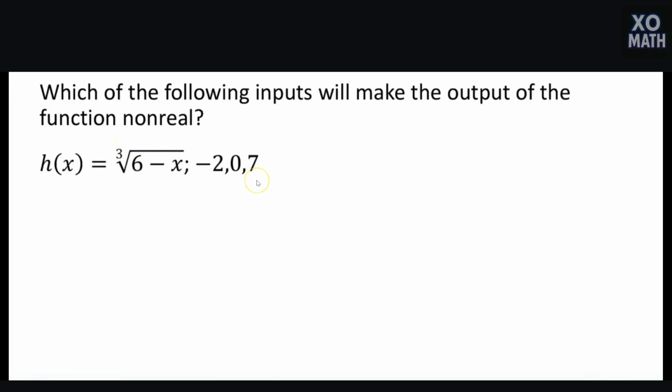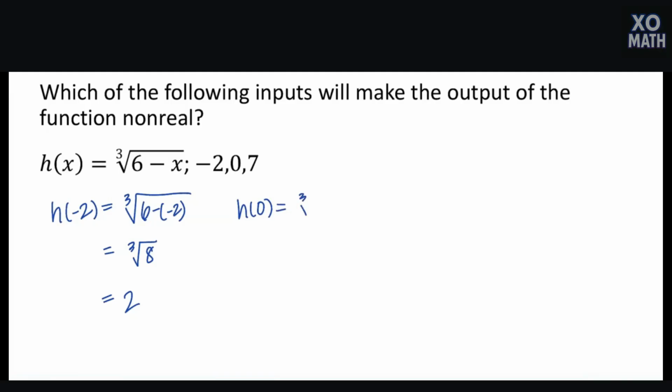We can check these values to confirm that. So here, h of -2, the cube root of 6 minus -2, that's the cube root of 8. The cube root of 8 is just 2. If I substitute in 0, I get the cube root of 6 minus 0, which is the cube root of 6. That's some number. Don't know what it is approximately without a calculator, but it is a real number.